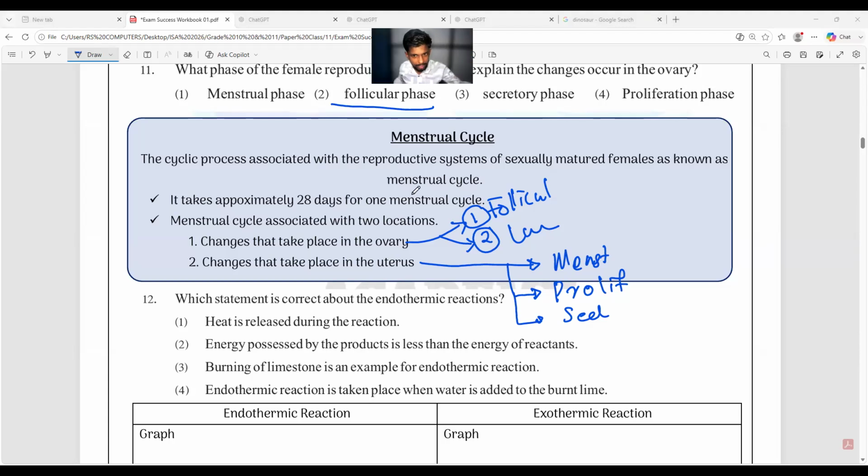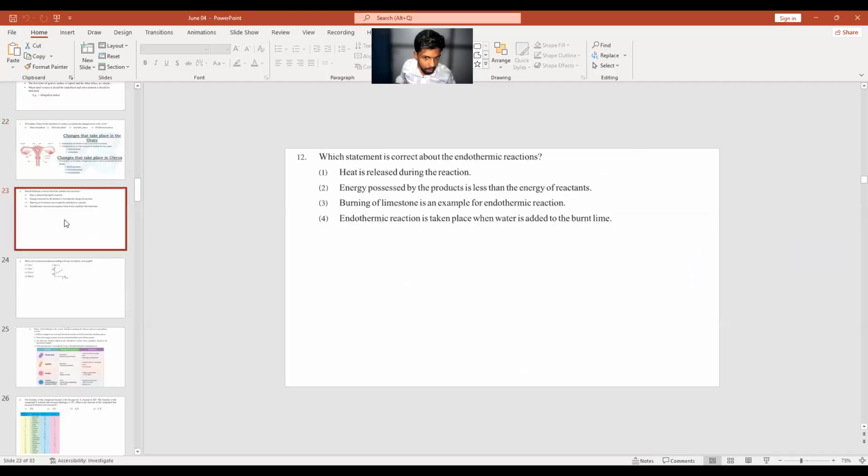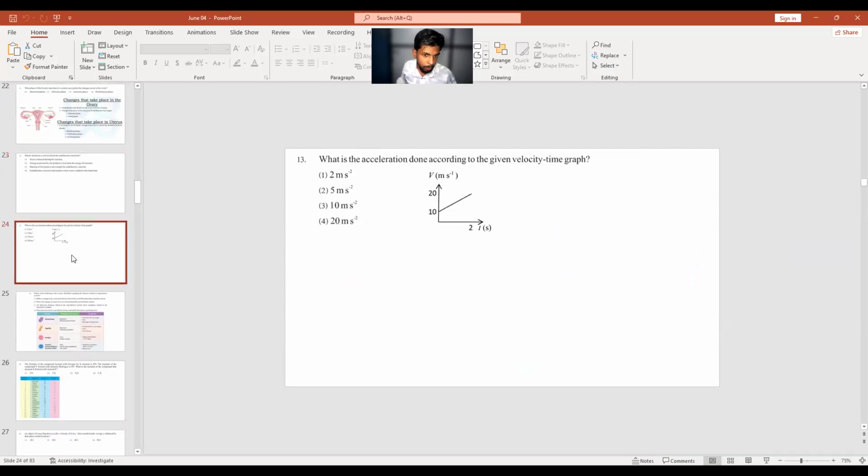Okay, so we'll move to the next question. Question number 12. That is from grade 11 unit number 8. We haven't studied it yet. Okay, we'll move to question number 13 regarding the velocity diagram.